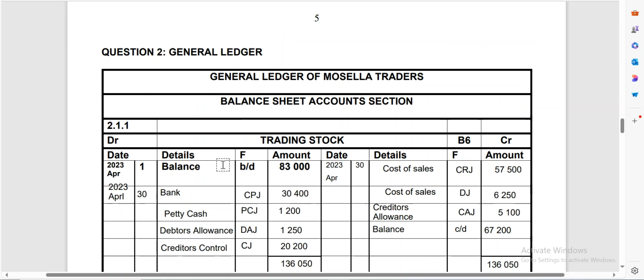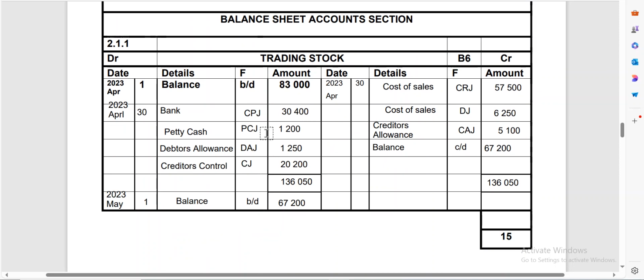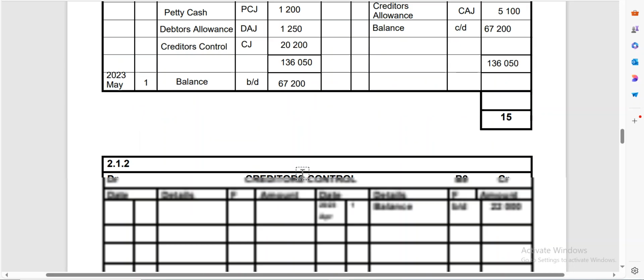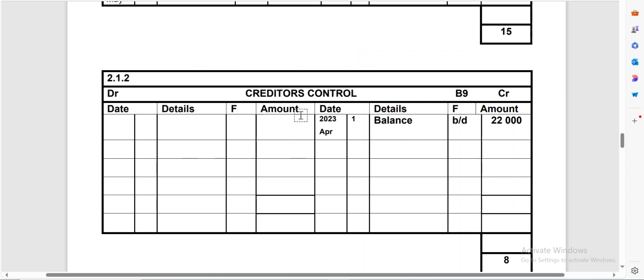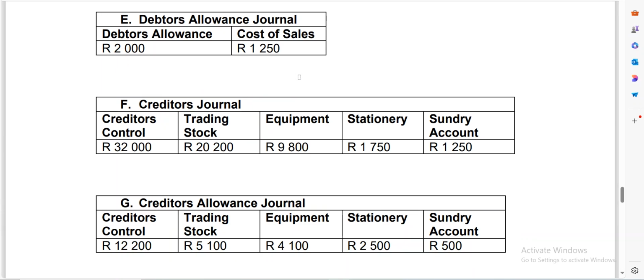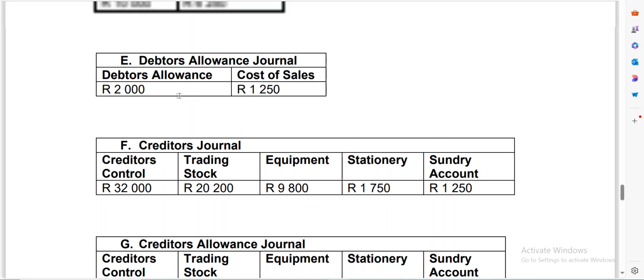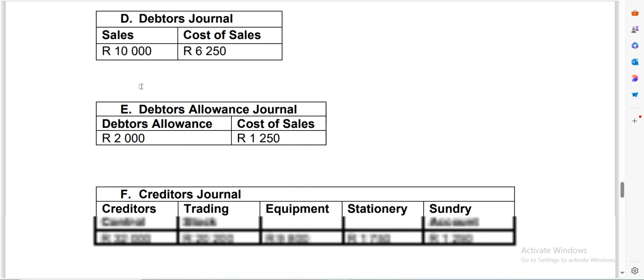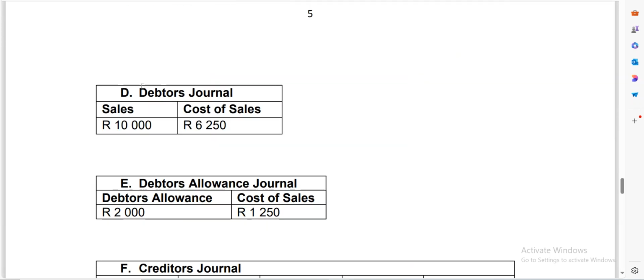Okay, so now we are done with the trading stock. This is how easy it is. If you practice very well, it will be easy for you like this. Now let's check in terms of our creditors control. Anywhere where we are seeing creditors control, we are going to insert that information. Now let's start with the information that is freely available to us.